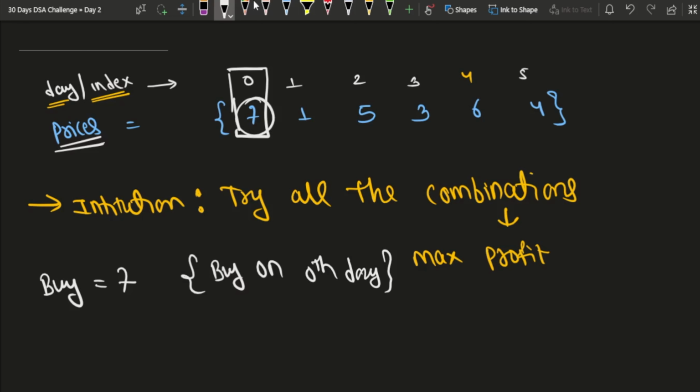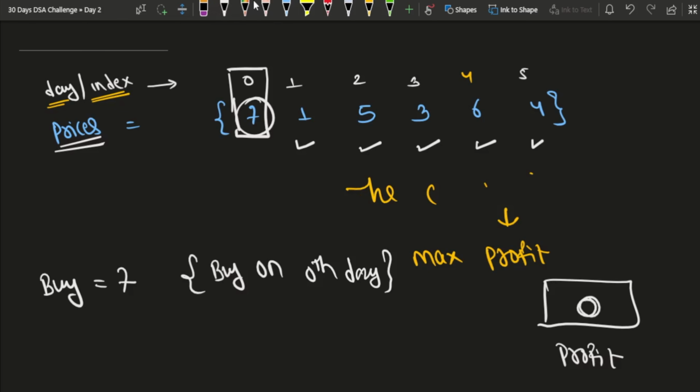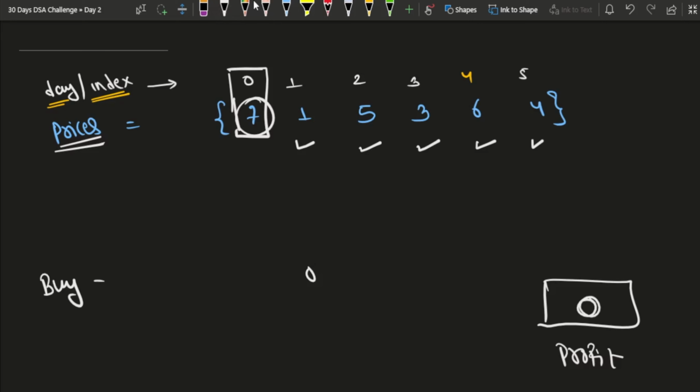Now what I'll do, I will try to sell this stock on day number 1, on day number 2, on day number 3, on day number 4, and on day number 5. And simultaneously, I will also calculate my profit. So let's say I also have a profit variable which is initialized with the value 0. Why with the initial value 0? Because in the question it was mentioned that if we cannot make any profit, then we have to return 0, right? Okay, so let me just rub it off and then we will do a quick dry run.